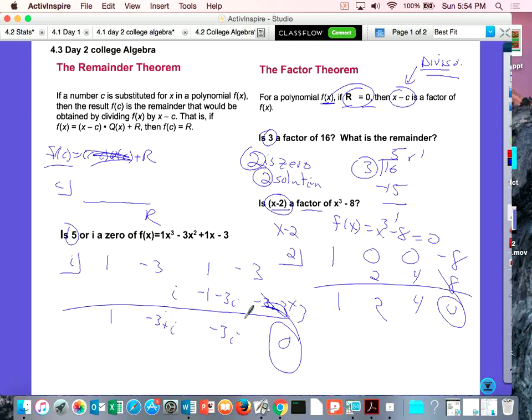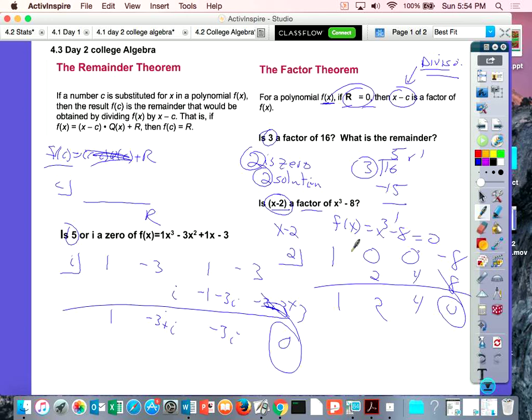Okay? So that's all you're doing today. You're checking to see if things are zeros of the function or if they are factors of the function. But it's really the same thing. Only change the sign if it's a factor, to the number in the corner there. Okay, good luck.